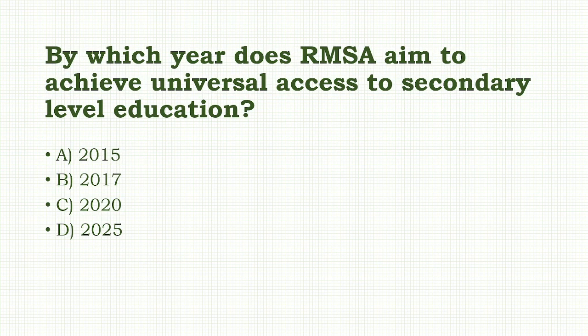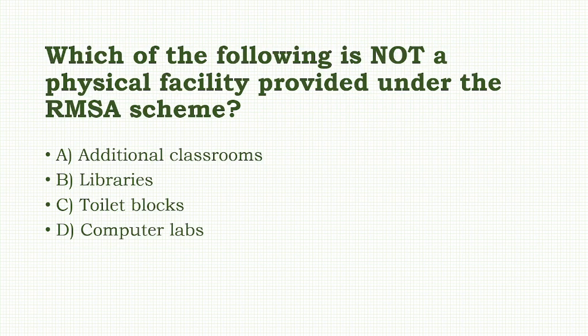By which year does RMSA aim to achieve universal access to secondary level education? Option: 2015, 2017, 2020, 2025. Answer of this question is option B, that is 2017. Which of the following is not a physical facility provided under the RMSA scheme? Option: additional classrooms, libraries, toilet blocks, computer labs. Answer of this question is option D, that is computer labs.